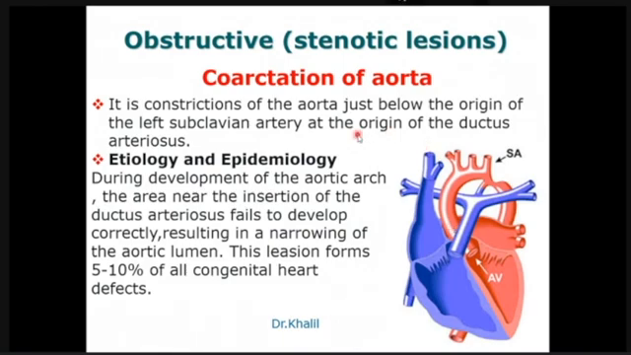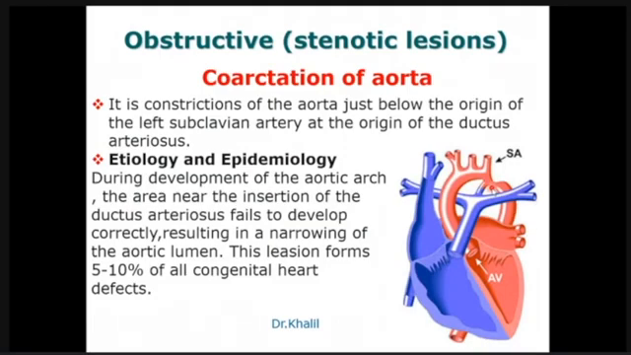Okay. For the obstructive lesions, we'll start with the coarctation of aorta. By definition, it is constriction of the aorta distal to the origin of the left subclavian artery and ductus arteriosus. Remember we said the aortic end of the ductus arteriosus is just opposite to the left subclavian artery. Coarctation is constriction of the aorta distal to the origin of the left subclavian artery and ductus.